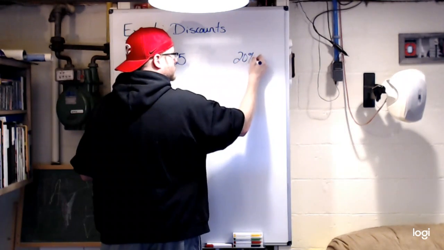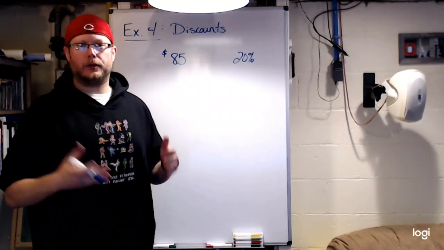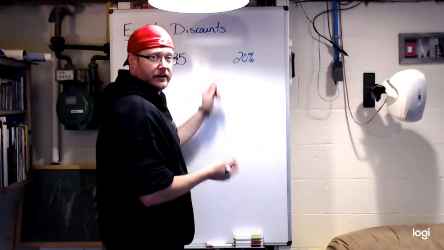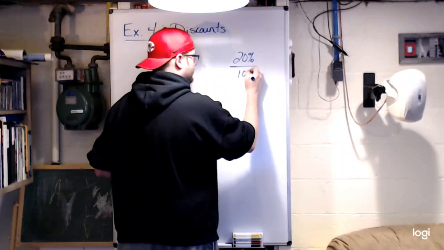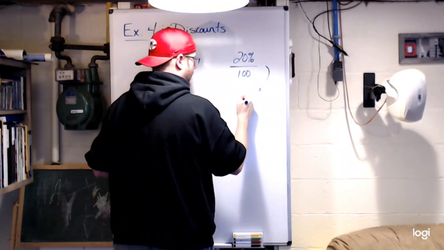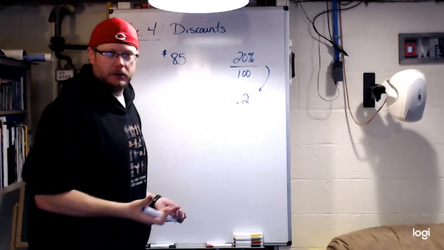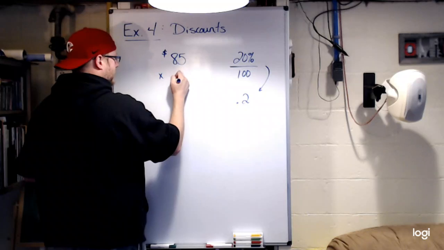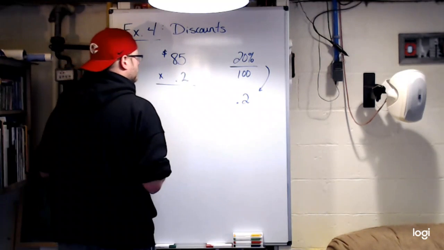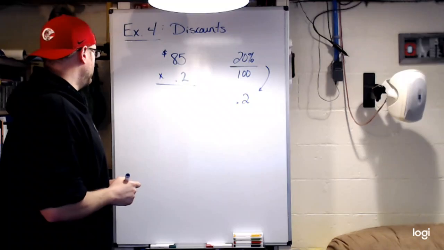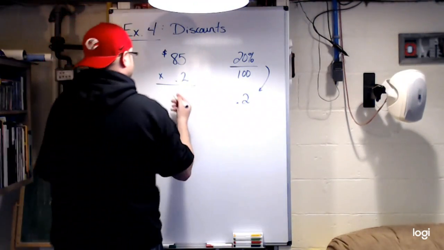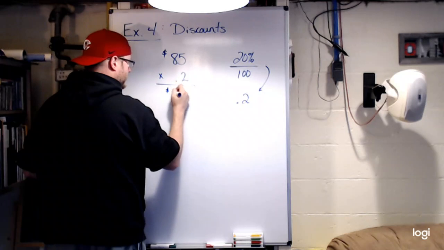20%. You still have to convert the percentage to a numerical decimal. So I can either move the decimal over 2 times, or I can divide it by 100. Why don't I divide by 100 in this case? 20% divided by 100 is 0.2 or 0.20. It's the same thing. The zero is kind of unnecessary. We'll take 85 times 0.2. And what does that give me? That's $17, I believe. So 85 times 0.2 is 17.